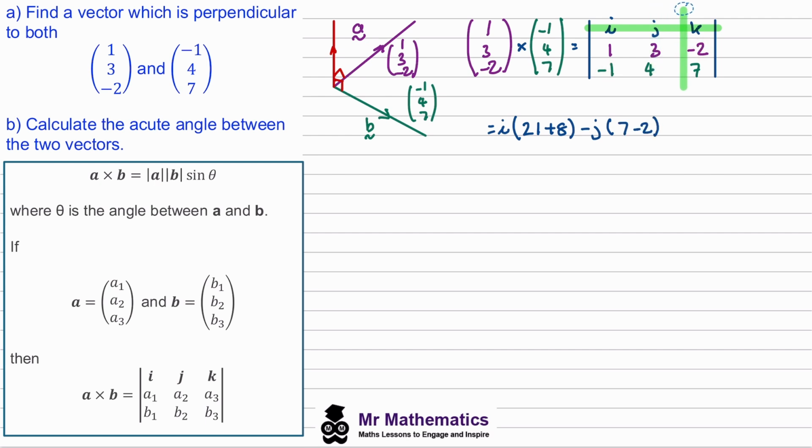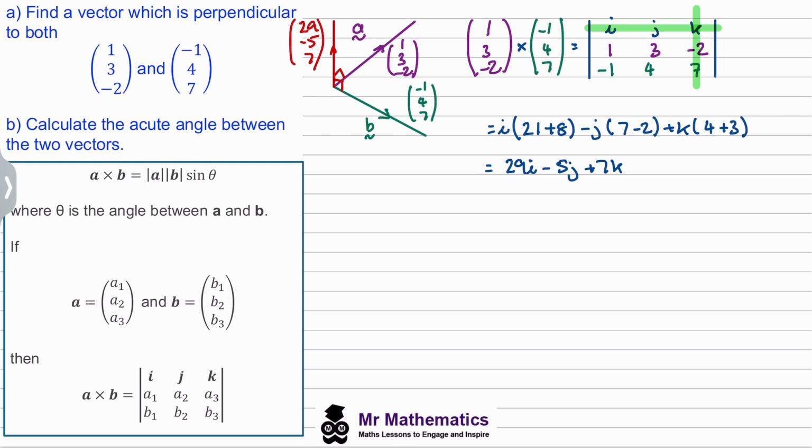And then we'll move on to the k. And this will be 1 times 4 minus the 3 times the negative 1. We can work out each of these, and this will give us our normal vector. So I'll label this on the diagram as 29i minus 5j and 7k.